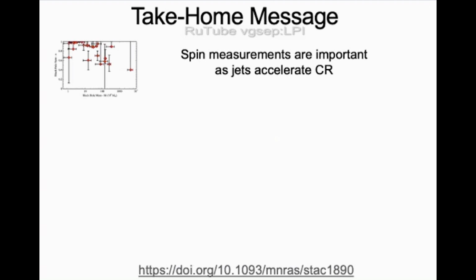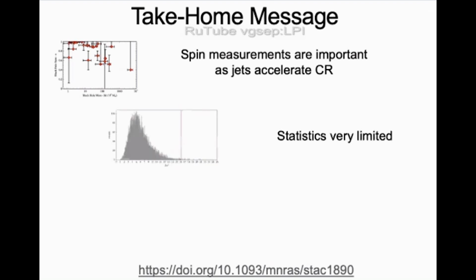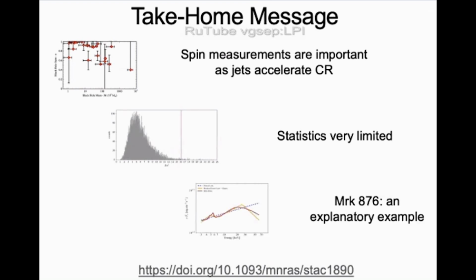And the take-home message is the following here. So spin measurements are important because they imply the formation of jets, and they accelerate cosmic rays. We are always in the very same situation with very limited statistics. No mission gives you a very long observation time. And Markarian 876 is an exemplary example for such a measurement. And if you want to take a look at this, this result has been published yesterday in MNRAS.